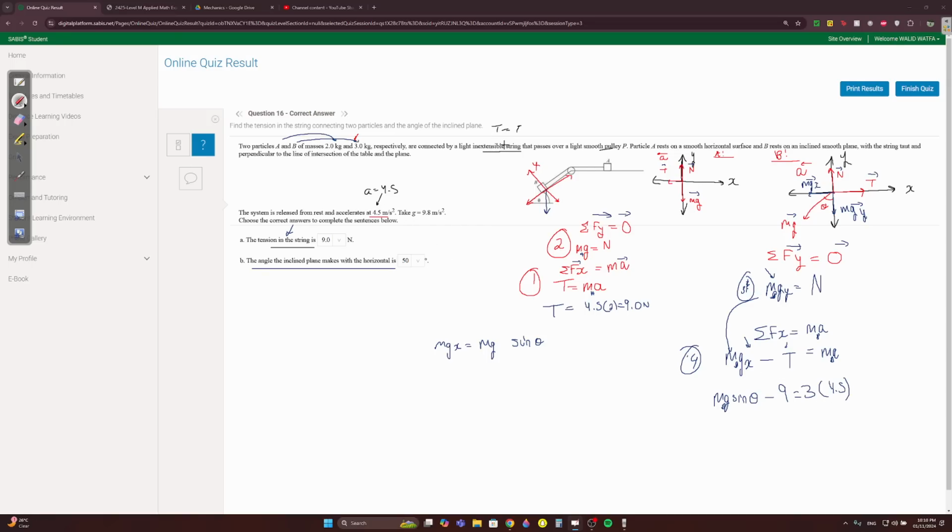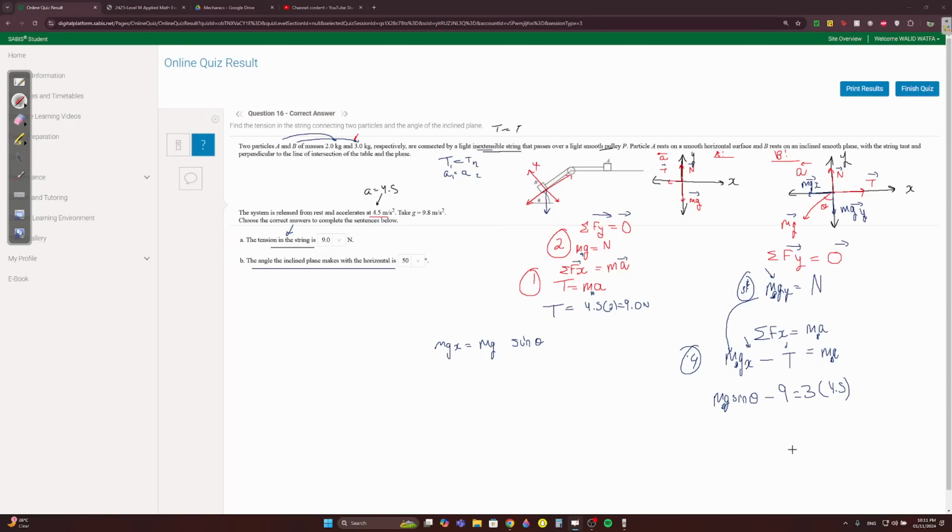If you're writing this, above the words inextensible string, you say inextensible string means tension is equal to tension and acceleration is equal to acceleration. Okay. T1 is equal to T2, A1 is equal to A2. Write it like this, just so the corrector knows what you're doing. MBG sine theta. You can now solve this very easily.